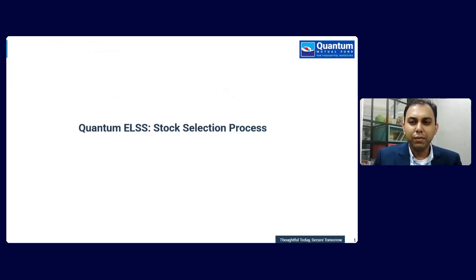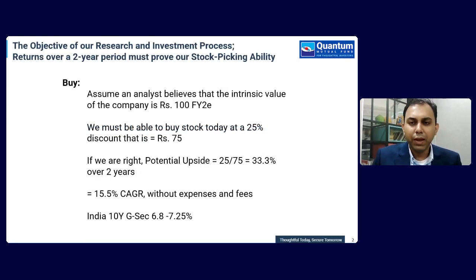Friends, today we'll be looking at the Quantum ELSS stock selection process. To begin with, what are we trying to do in the Quantum ELSS fund? To describe it very briefly, if a particular stock has an intrinsic value of 100, which we deem has an intrinsic value of 100, our whole endeavor is to buy it at a minimum discount of 25%, so that 100 becomes 75. If we do our work right, we want to buy at a minimum of 75.